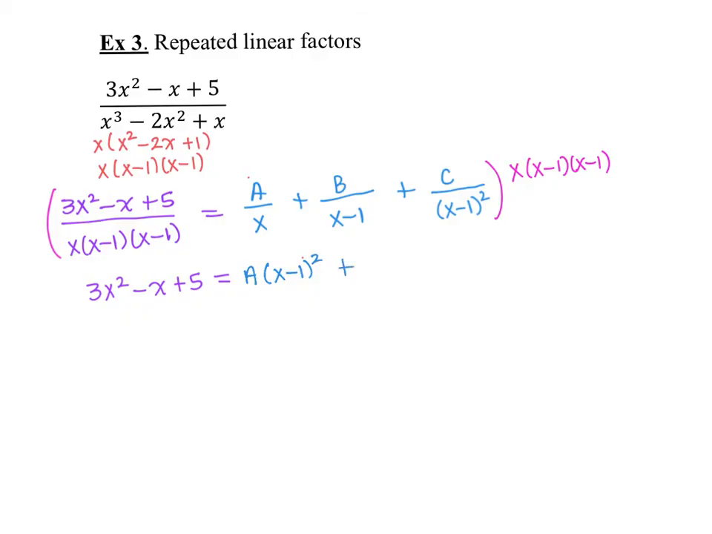Okay, now when I get to the next fraction, the x minus 1 cancels, one of them cancels, but I still have a b, x, and an x minus 1 as my remaining factors. Okay, and then for the last fraction, the x minus 1 squared cancels and I'm left with an x. Okay, so the hardest part of this one is actually the multiplying it out.